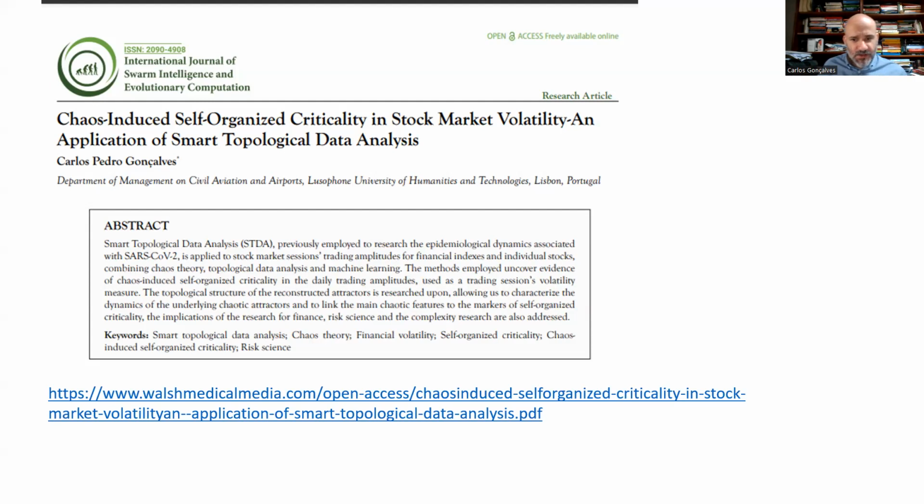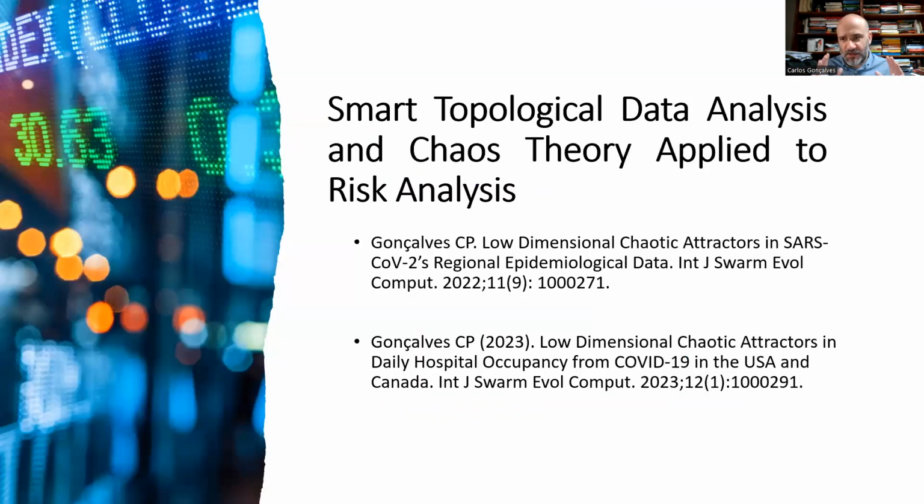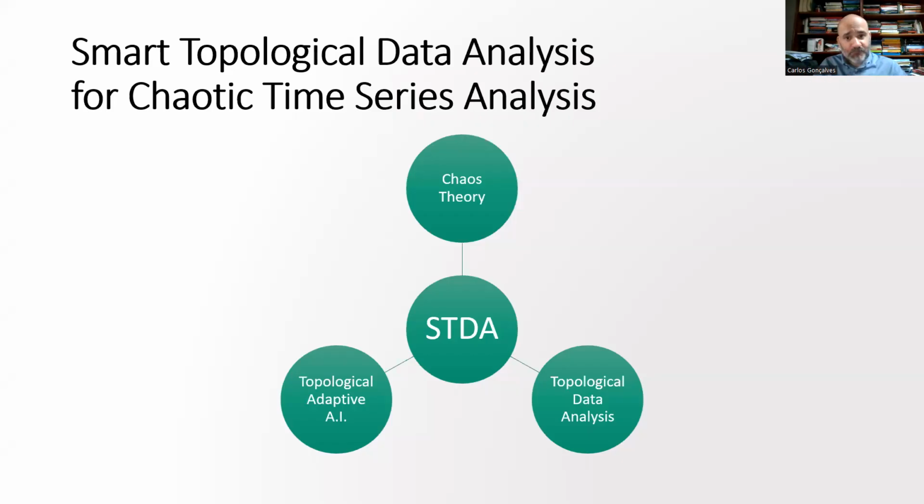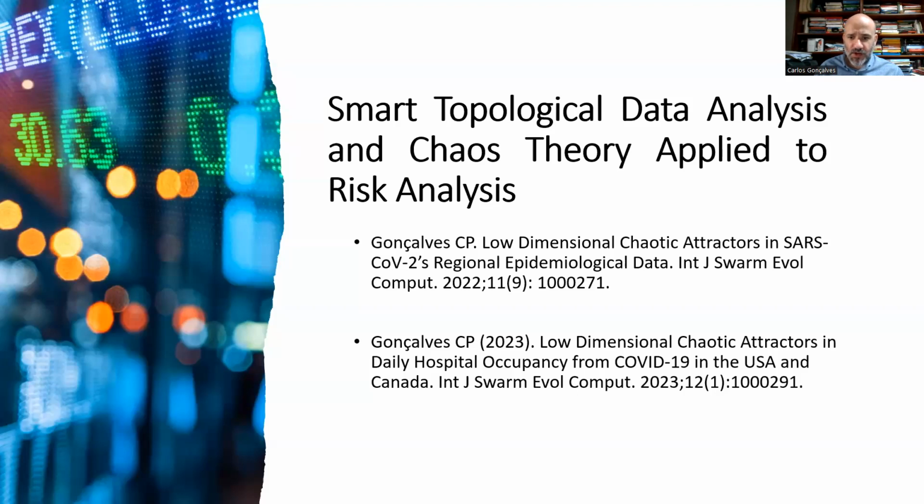So let's dive in then with the first point, which is looking at smart topological data analysis. When applied to chaotic time series analysis, it involves combining topological adaptive AI and topological data analysis methods with chaos theory. And this is the core of smart topological data analysis applied to chaotic time series analysis. I applied them in my last two articles before this one, and this one is in direct relation with my previous two articles.